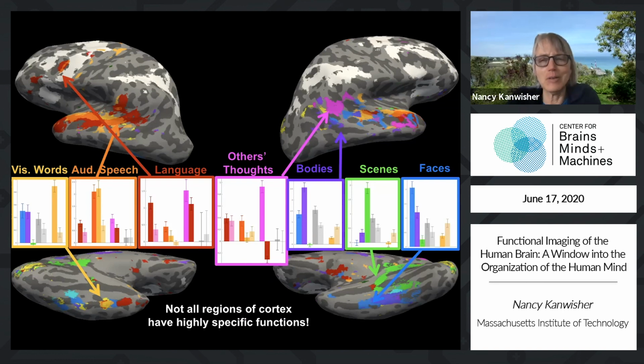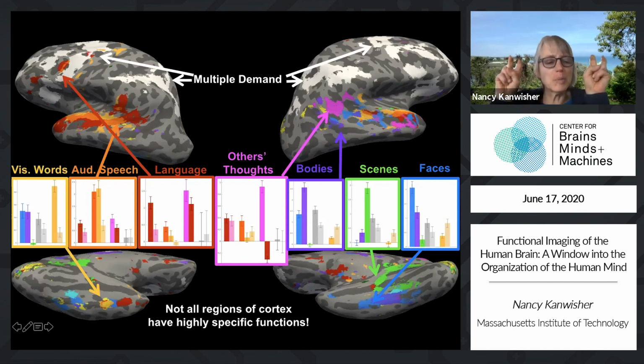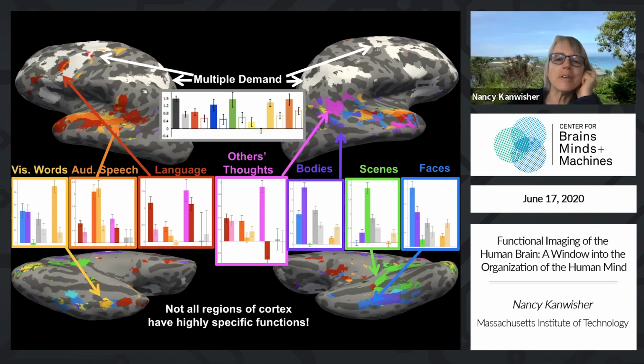Okay, having told you all this stuff, I want to say that I don't think this is true of every patch of the cortex. Not every little patch is doing something hyper-specific, like the regions I just described. In fact, those white bits up there are sometimes called the multiple demand regions because they respond to almost any different kind of difficulty or demand. So pretty much any difficult task you do, those white regions kick in. And so here's some data showing that.